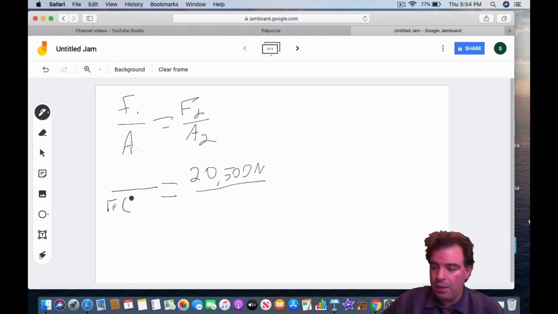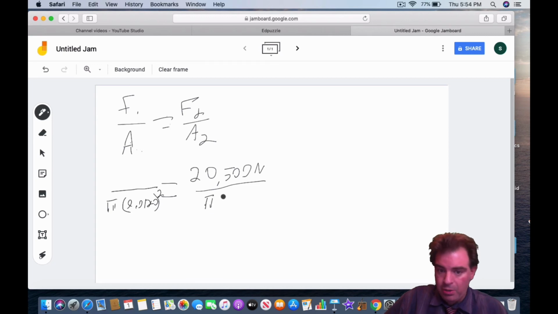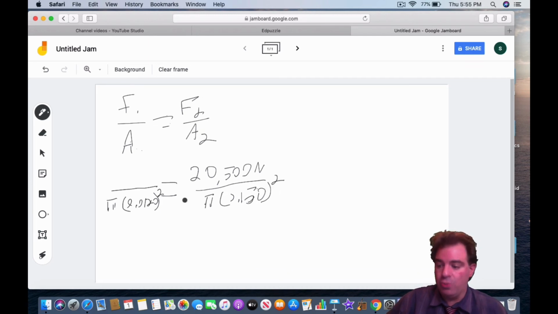So it's going to be pi times 0.0120, and don't forget, we've got to square this. And the output plunger, which is what's going to lift the car, and of course the piston, is going to have an area of pi r squared as well, which is going to be pi times 0.150 squared. So we're trying to find right now the input force.